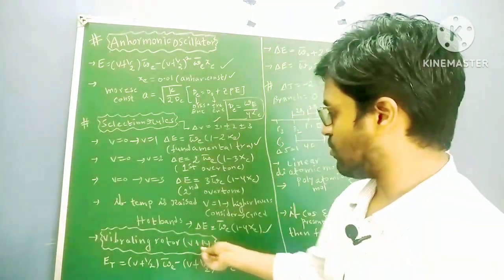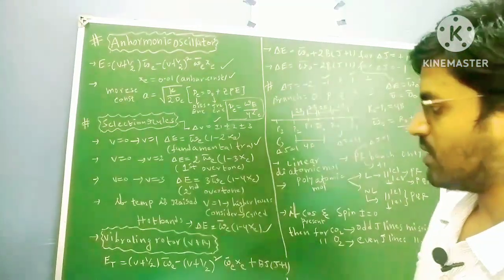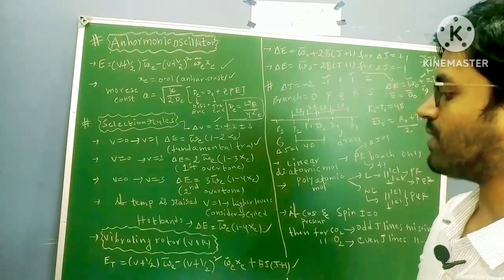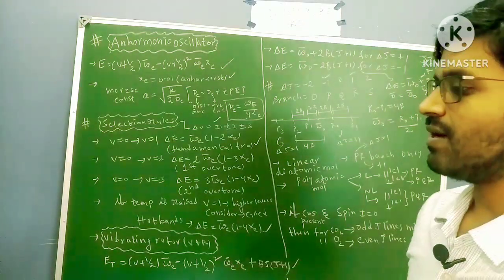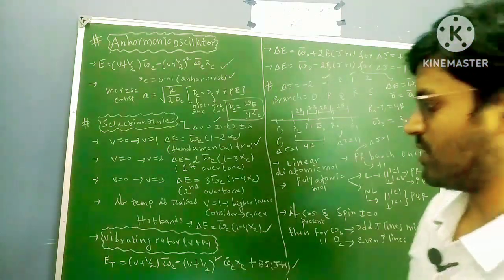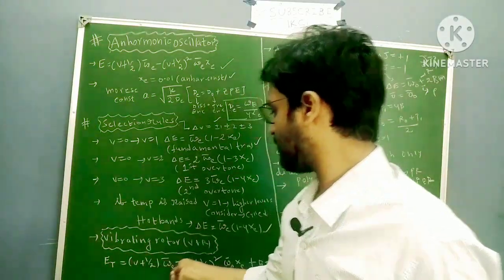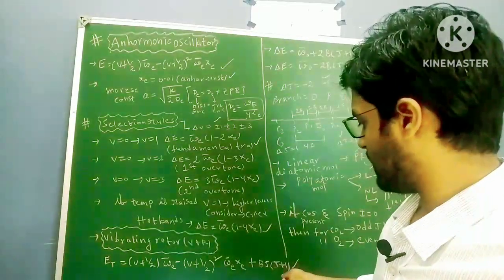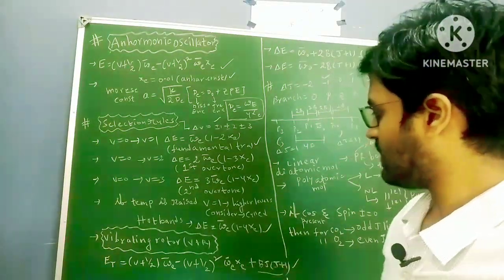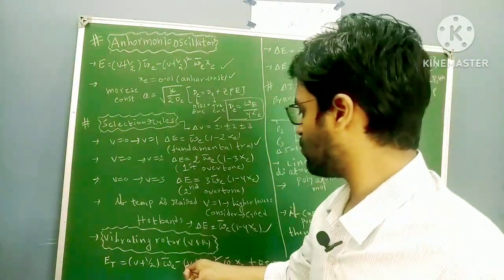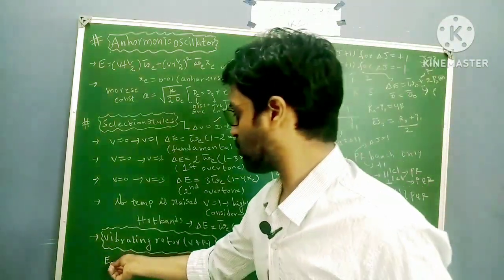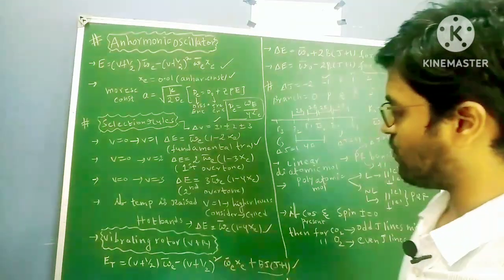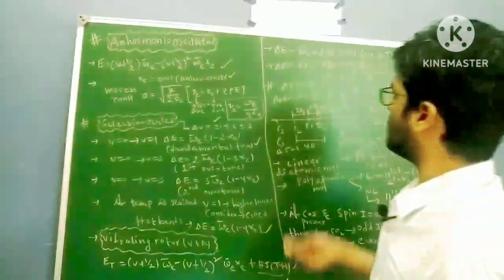Next one is vibrating rotor, that means vibration plus rotation. Total energy formula is very important, and again this formula is important for GATE. Okay, you cannot expect question on this in NET actually. So total energy equal to V plus half into omega bar E minus V plus half whole square omega bar E xe plus Bj into J plus 1. So this is the rotational energy, right? So this is vibrational energy. If you just add both the things, then you will get the total energy. Total energy equal to V plus half omega bar E minus V plus half whole square omega bar E xe plus Bj into J plus 1.